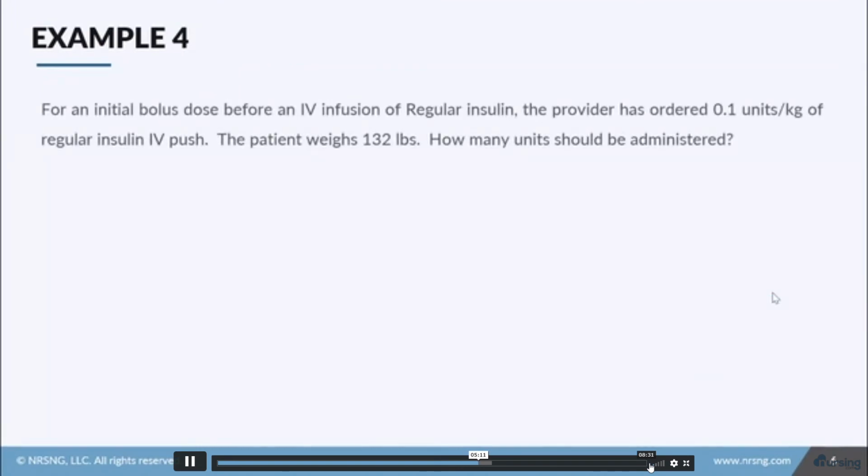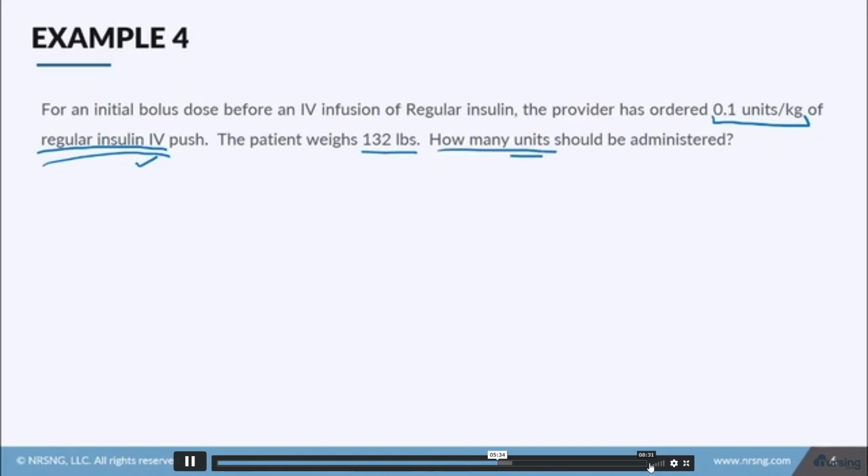All right, let's look at one more. For an initial bolus dose before an IV infusion of regular insulin, the provider has ordered 0.1 units per kilo of regular insulin IV push. First of all, we know regular insulin is the only one that can be given IV, so we know that that part is appropriate. The patient weighs 132 pounds. How many units should be administered?